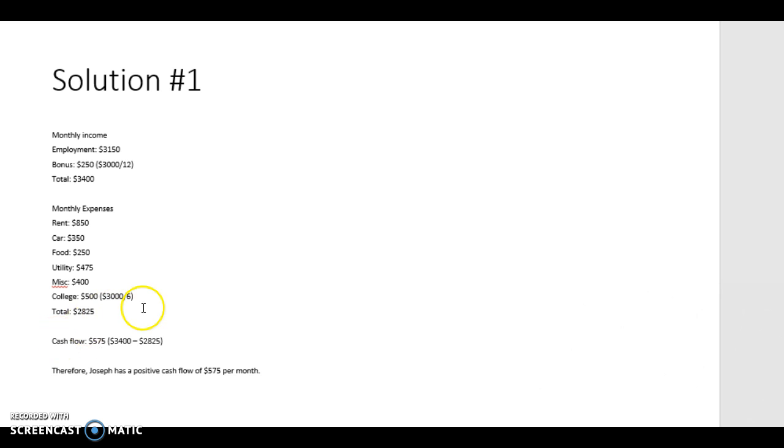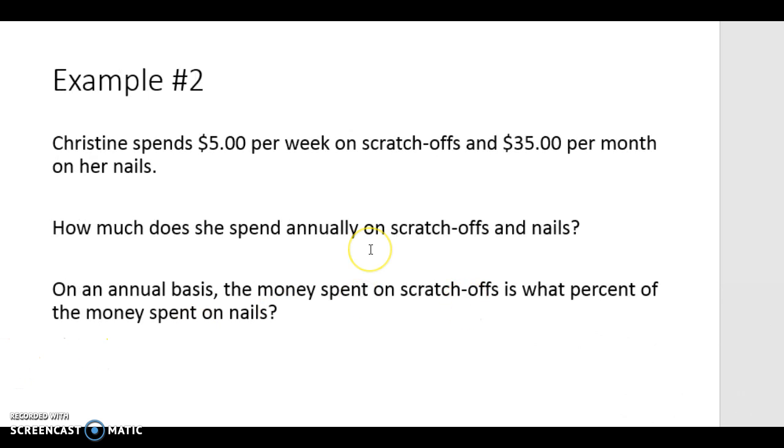That means that as long as there's no crazy unexpected expenses during the month, he's got $575 to do as he wishes. Now, many of you who are already in the real world know that during the month, lots of things come up. If you're like me, your car breaks down, your roof leaks, your air conditioner breaks. So I don't think I've ever seen that $575 not once. Maybe you have. That's great. All right, so let's look at one more example.